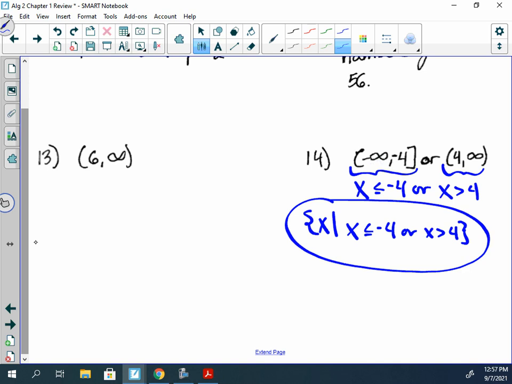Any other questions on this here? Are we good with this here? Any other questions on 9 through 14? Any other one of those that y'all want to look at? 14? I have a question. Yes.